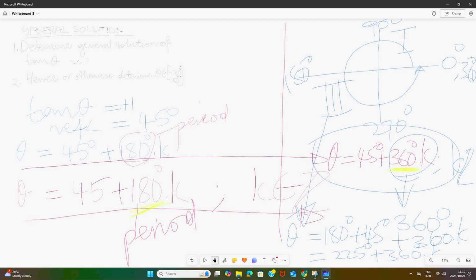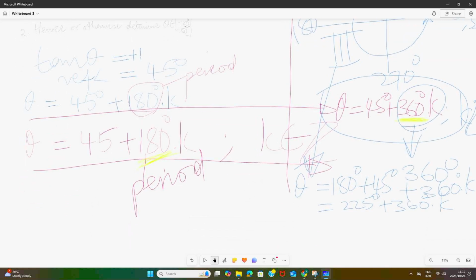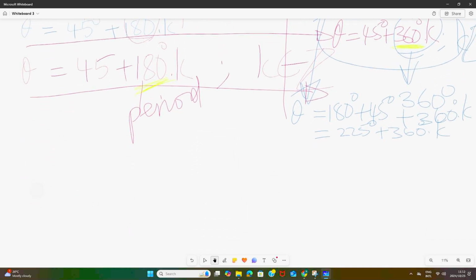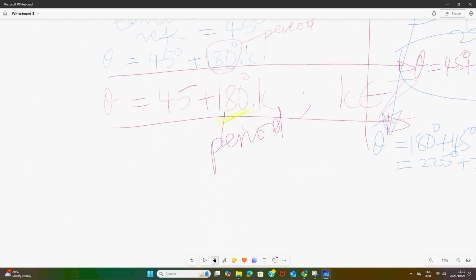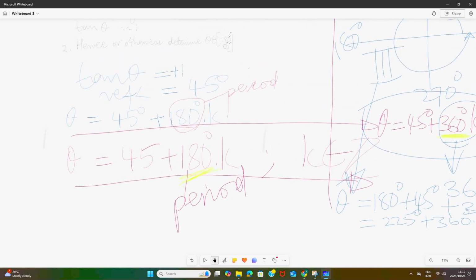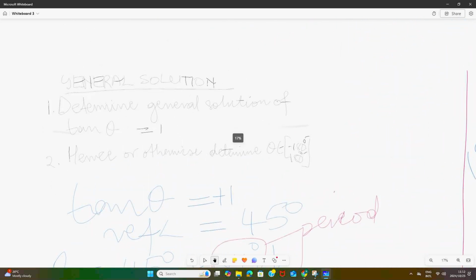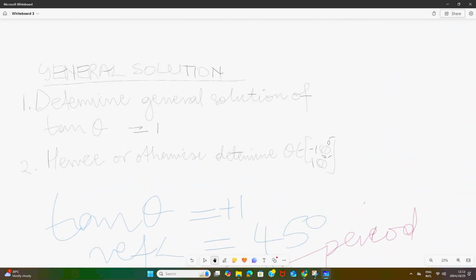Why is it necessary now for two solutions to be appearing in this question? It's just that in number 2, the first question said: determine the general solution of tan theta. Hence or otherwise, determine the value of theta in the period of minus 180 to 180 degrees.